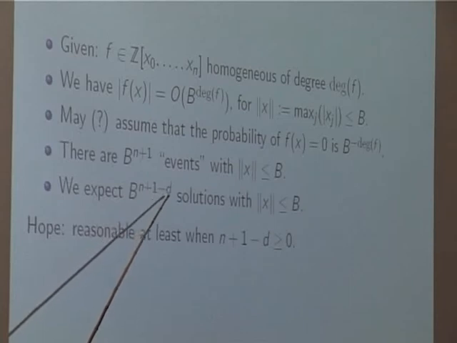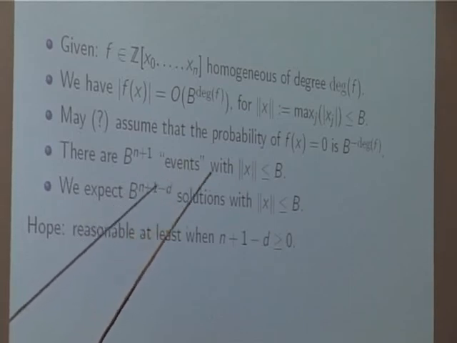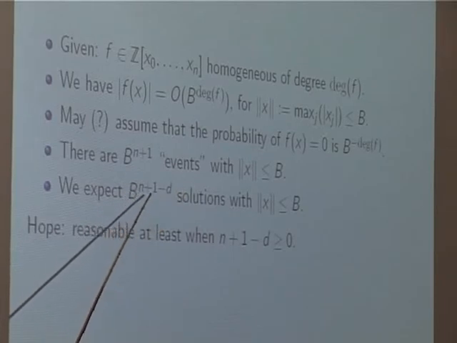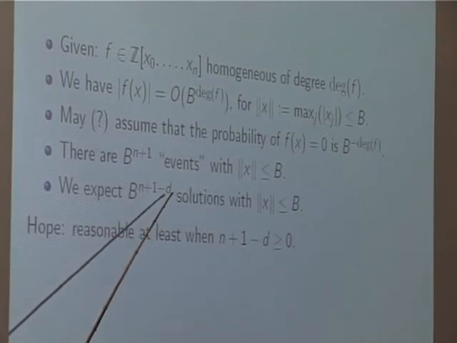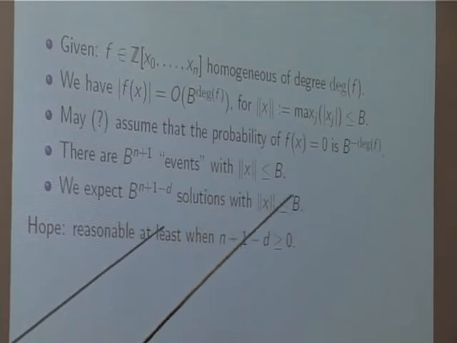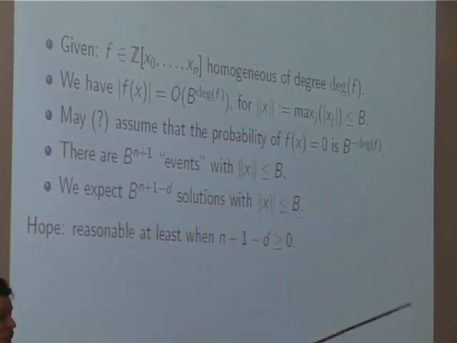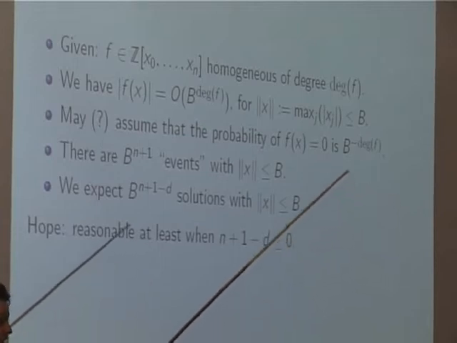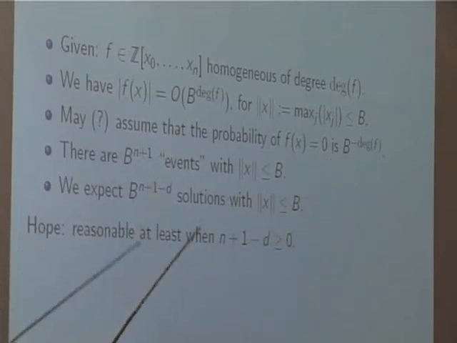If n plus 1 minus d is 0, then nothing's happening as b changes. And when n plus 1 minus d is less than 0, the larger b, the fewer solutions. So in the end, you would say, maybe there are no solutions at all. That's what comes out of this rather naive, a priori naive analysis.